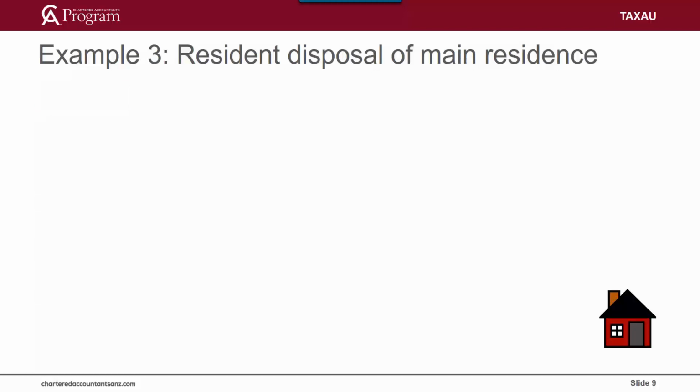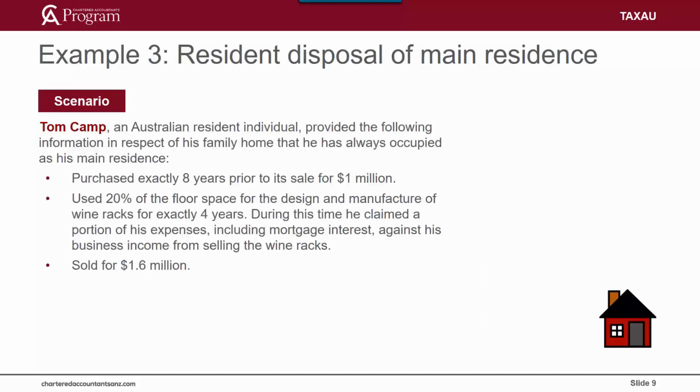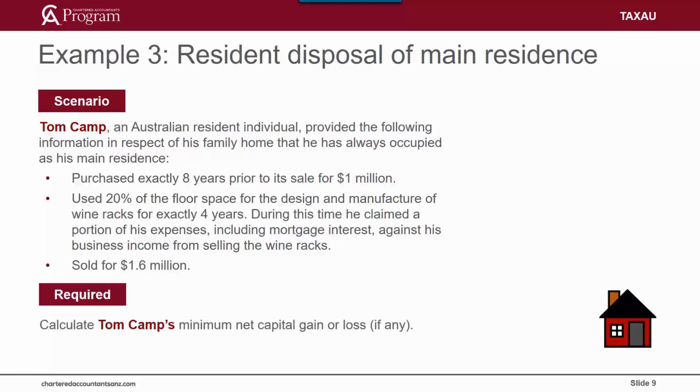We'll now look at an example that considers the main residence exemption. In this example, Tom, an Australian resident individual, sold his main residence for $1.6 million. The main residence was purchased 8 years prior to its sale for $1 million. For the period of 4 years during his ownership, he used 20% of the floor space for an income-producing purpose and claimed an income tax deduction for 20% of his mortgage interest. You are required to calculate Tom's minimum net capital gain or loss.